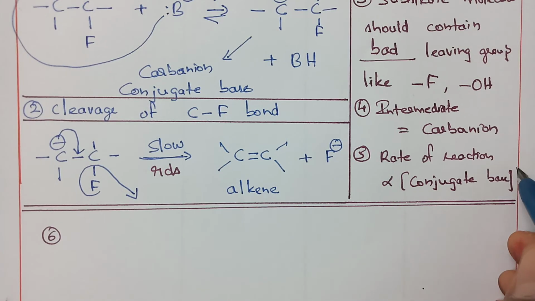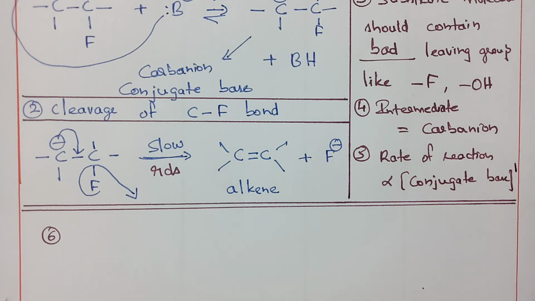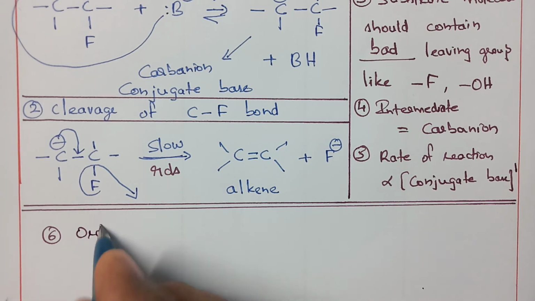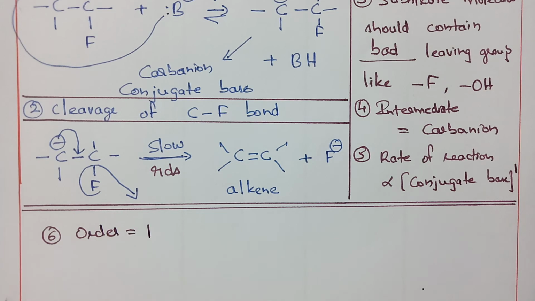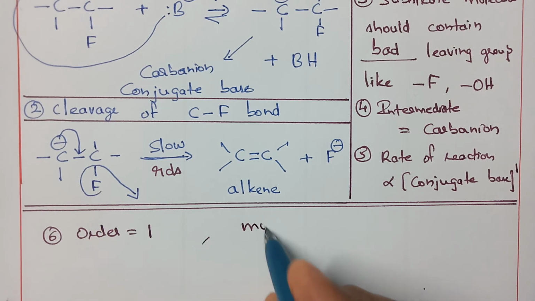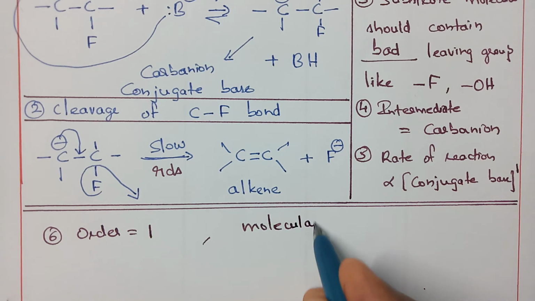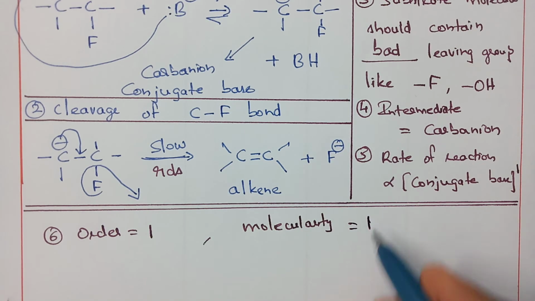Because here we are having power 1, this reaction becomes a first order reaction. Because one molecule is influencing the rate of reaction, the molecularity of this reaction is equal to 1.